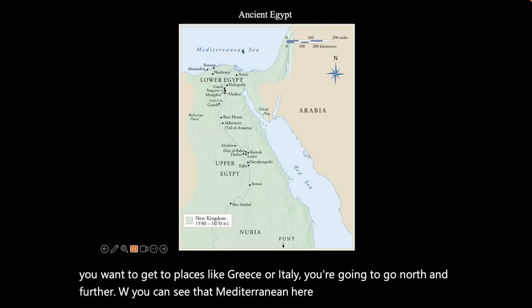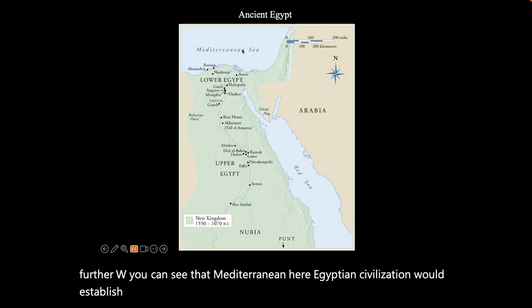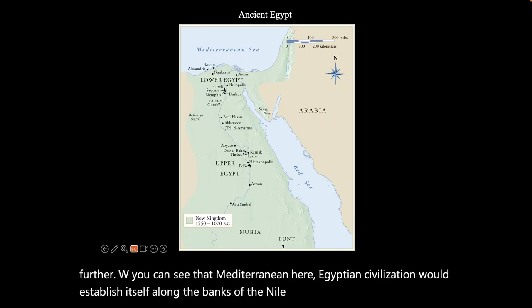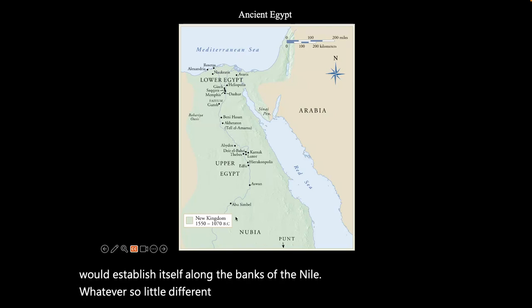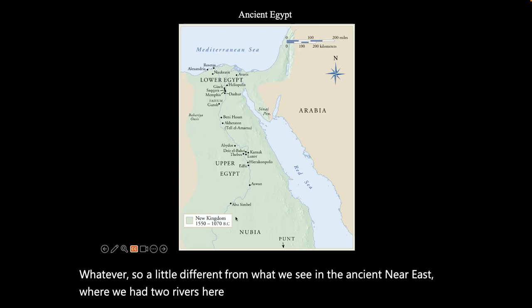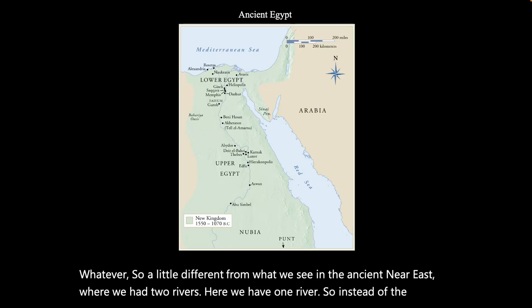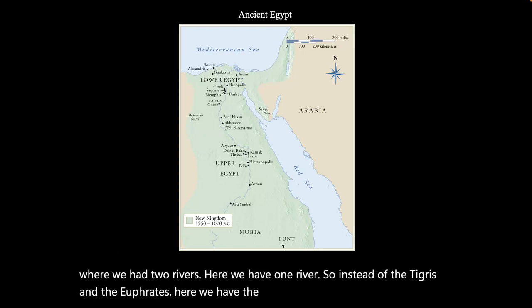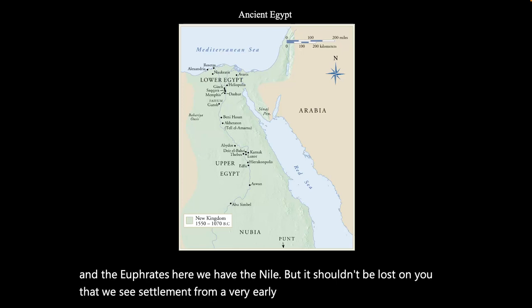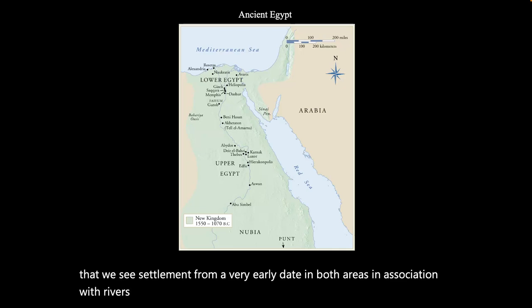Egyptian civilization would establish itself along the banks of the Nile River. It's a little different from what we see in the ancient Near East, where we had two rivers. Here we have one river. So instead of the Tigris and the Euphrates, here we have the Nile. But it shouldn't be lost on you that we see settlement from a very early date in both areas in association with rivers where there is water, which can be used for cultivation of crops.